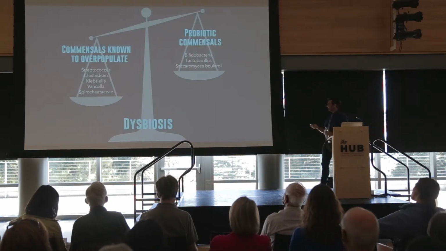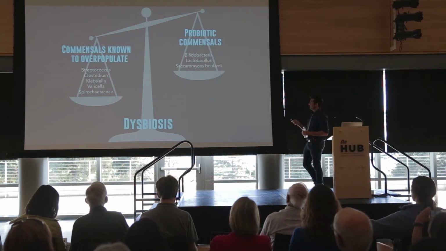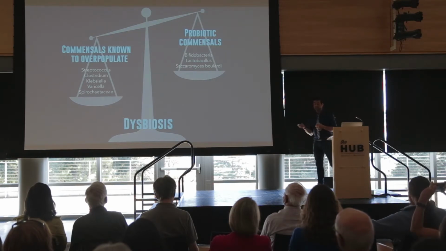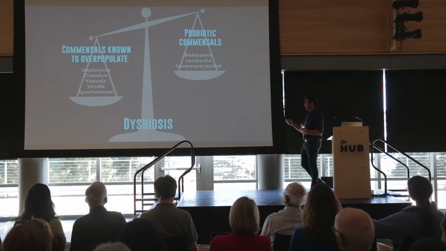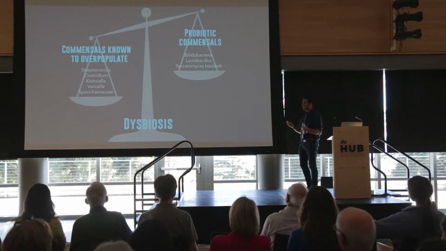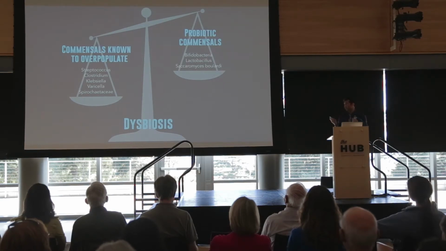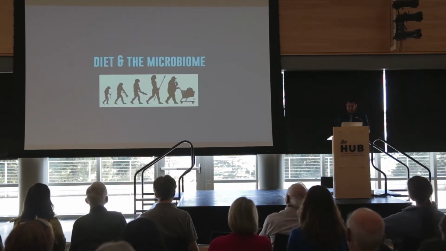So this is just a slide to get you familiar with some names: Bifidobacteria, Lactobacillus, and Saccharomyces boulardii. These are common probiotics. They're also endogenous, which means they live within our guts anyway. And then these are the bad guys that live within our intestines, and the minute they get an opportunity to bloom and grow, they will take it, and they can cause some severe infections. This shift in balance is called dysbiosis.